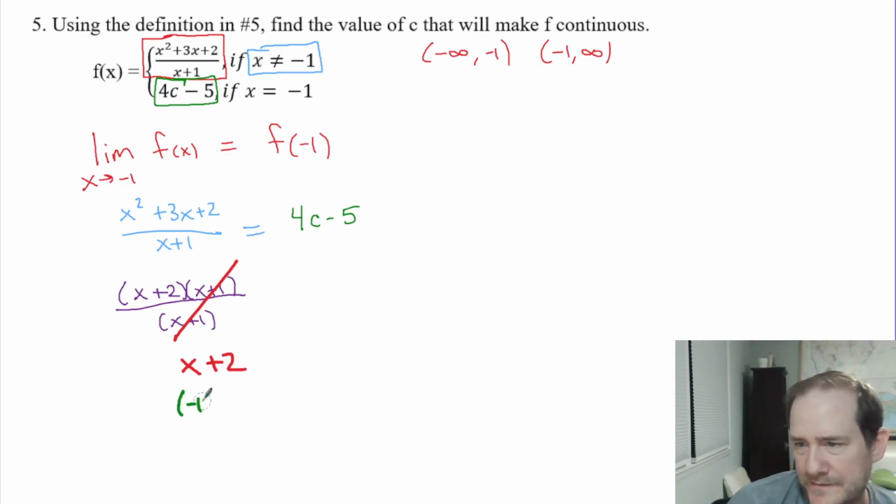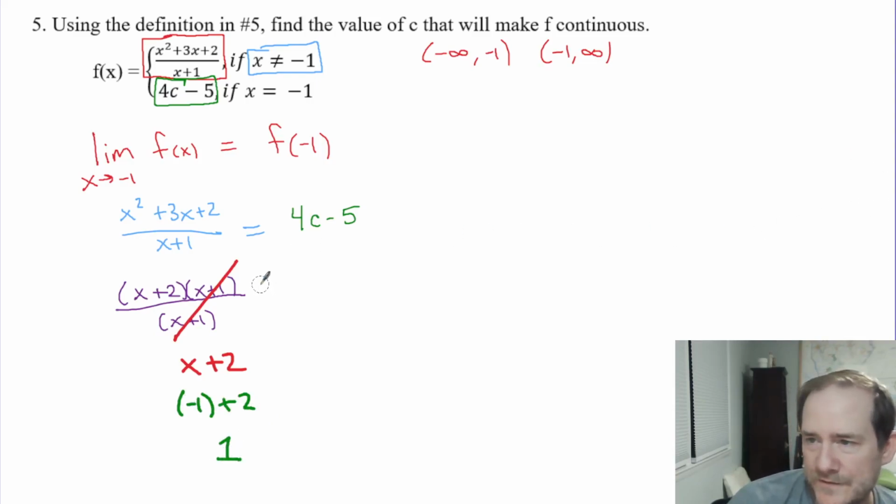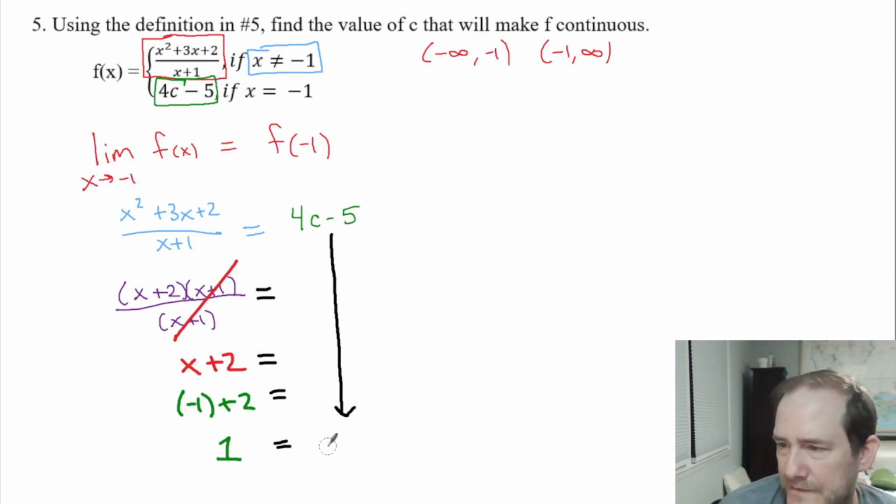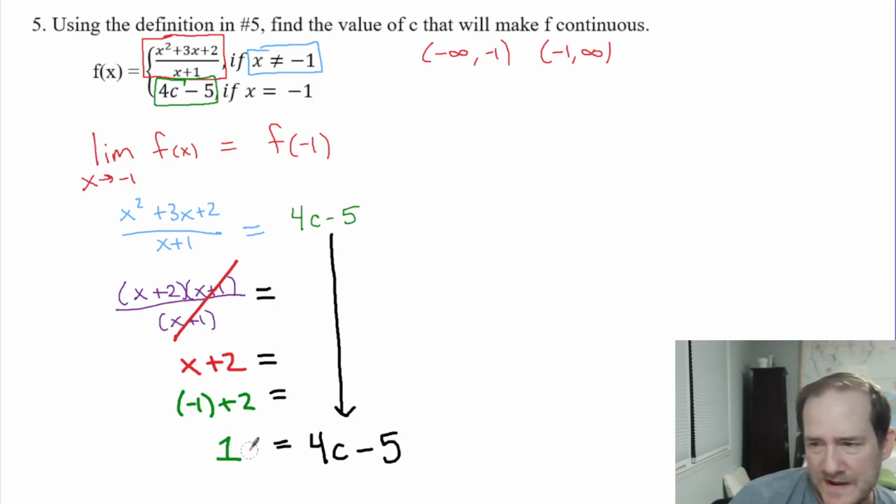We would get -1 plus 2, which gives 1. So we know that that limit is 1. And again, we know that has to equal the 4c minus 5. So if you just bring that down, then by the time you've evaluated that limit, you now have a pretty easy expression on your hands.